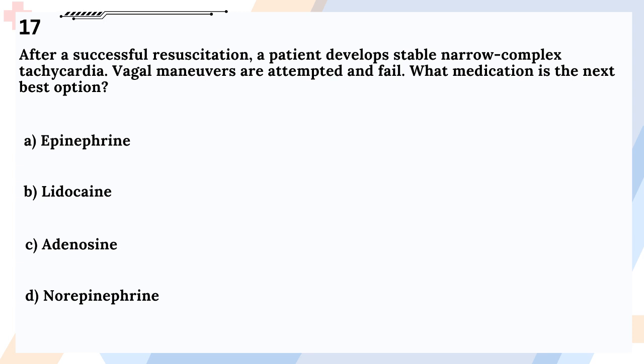Question 17. After a successful resuscitation, a patient develops stable narrow-complex tachycardia. Vagal maneuvers are attempted and fail. What medication is the next best option? A. Epinephrine. B. Lidocaine. C. Adenosine. D. Norepinephrine.